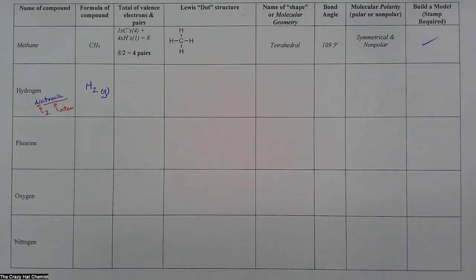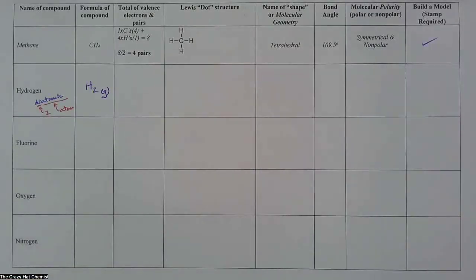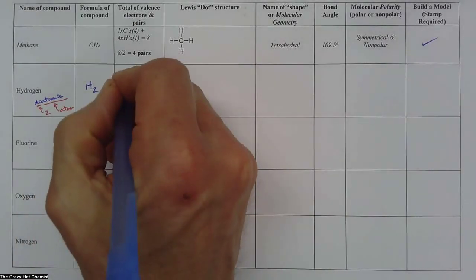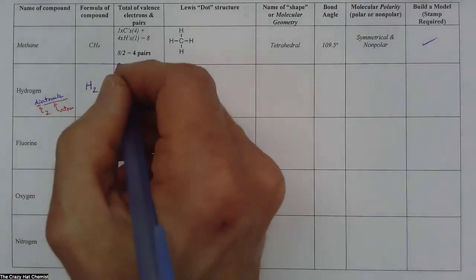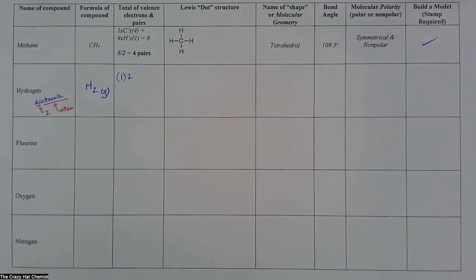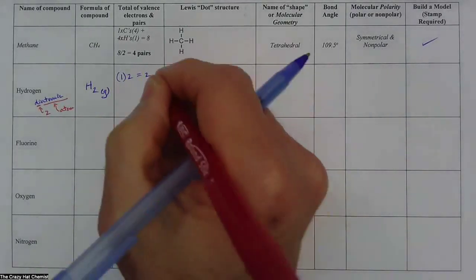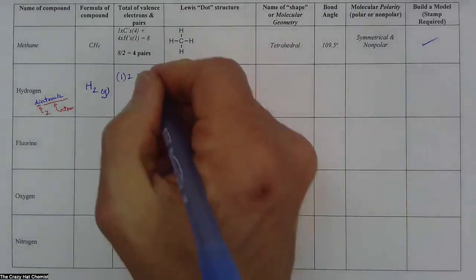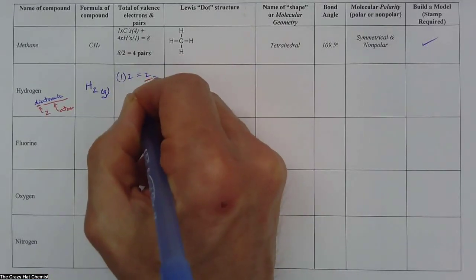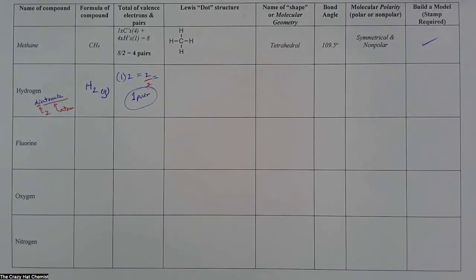So the number of valence electrons in hydrogen is the following. So we're going to pull out our periodic table, and hydrogen has 1 valence electron. Perfect. So that's 1 valence electron, and there are 2 atoms of hydrogen. So I'm going to multiply that by 2. I'm going to get 2, and then I'm going to divide that by 2, and I'm going to get 1 pair. So I'm going to use that 1 pair. All right. Pretty simple there so far, hopefully.